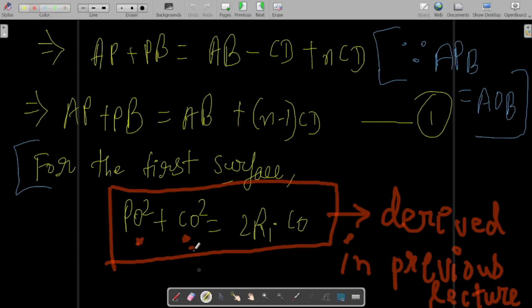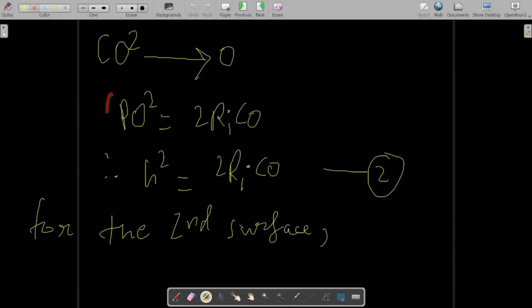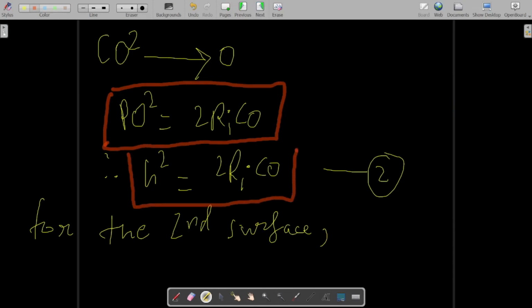This particular term you have neglected, it is almost 0. So PO square equals 2R1 CO. What is PO square? PO square is equal to 2R1 CO, and PO is equal to H, so H square equals 2R1 CO. This is your equation number 2. And for the second surface, what happens?